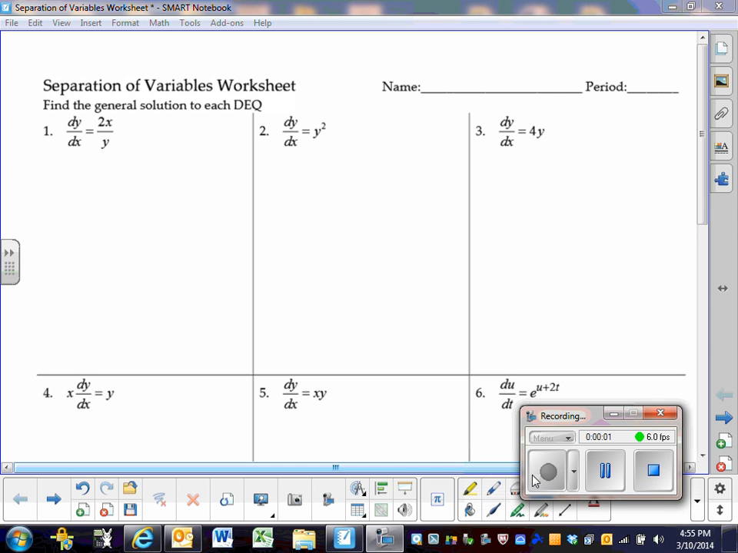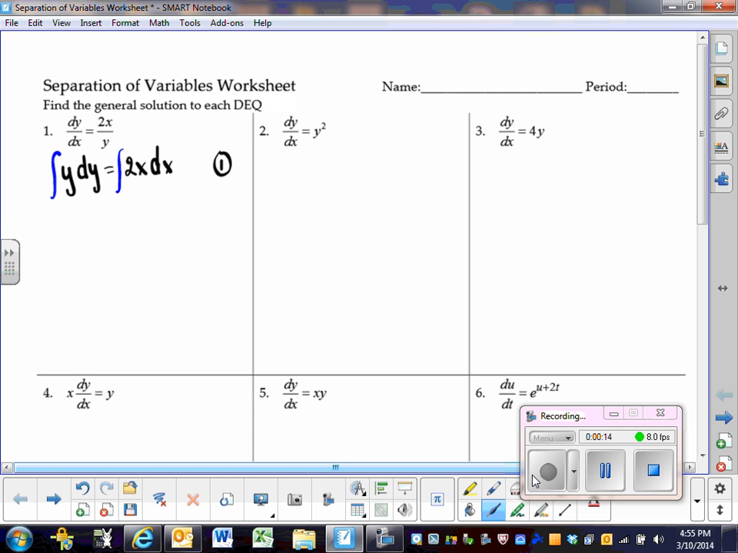Okay, so for separation of variables, the first step is always to cross multiply. So we're going to have y dy equals 2x dx. Remember that gets us 1 point on the AP exam. Next we're going to antiderive each side, and so we would have y squared over 2 equals x squared plus c.